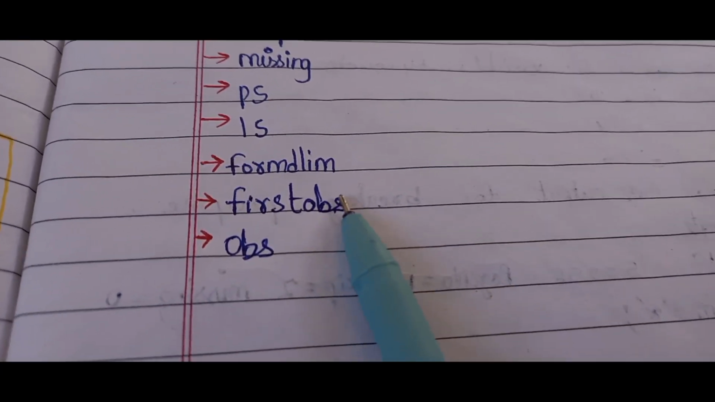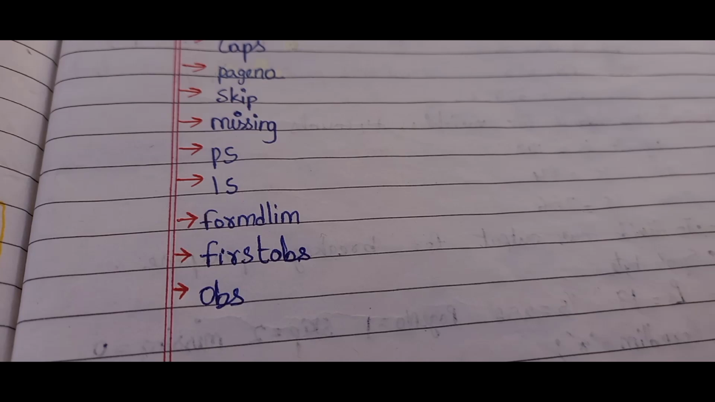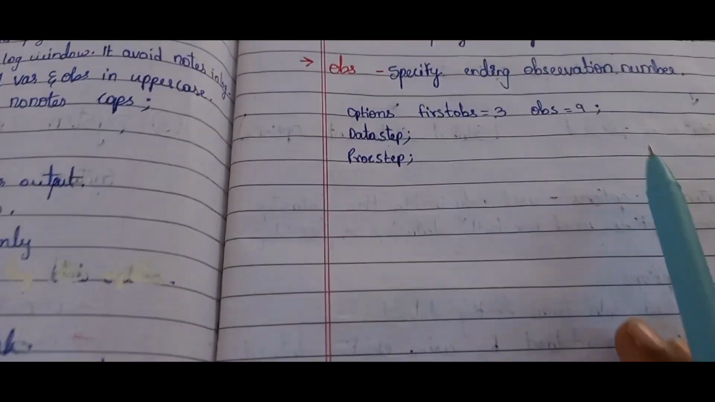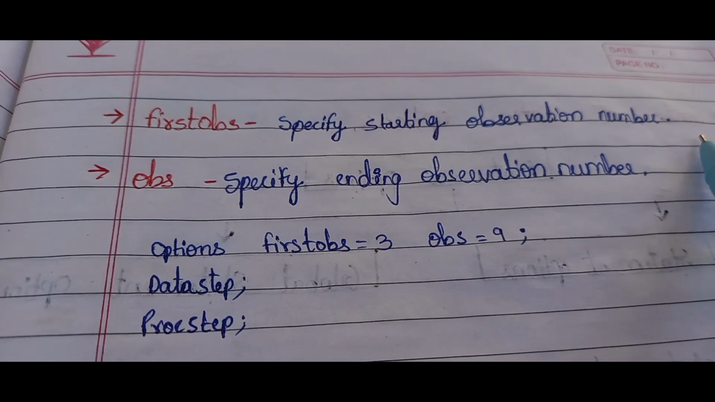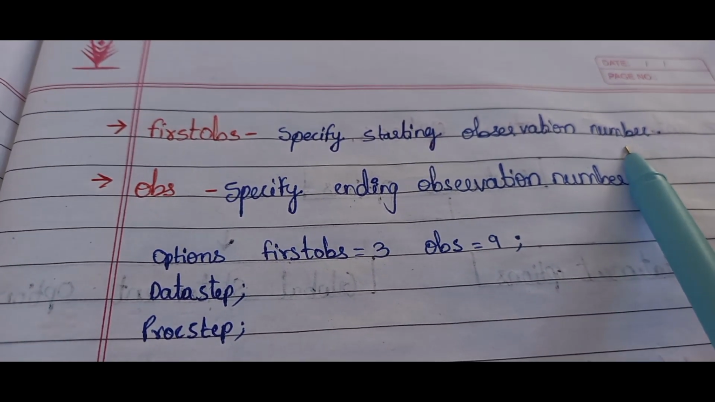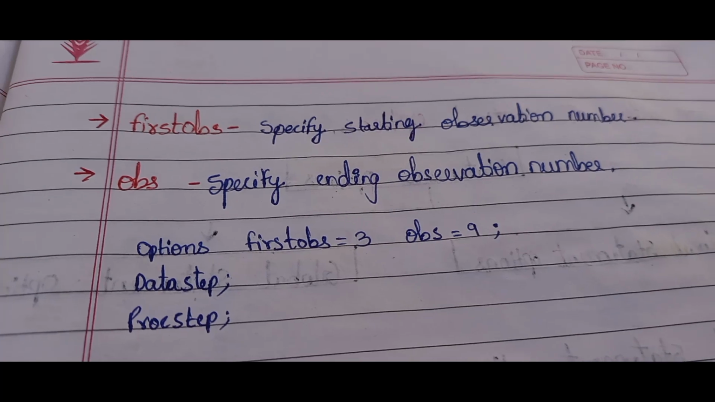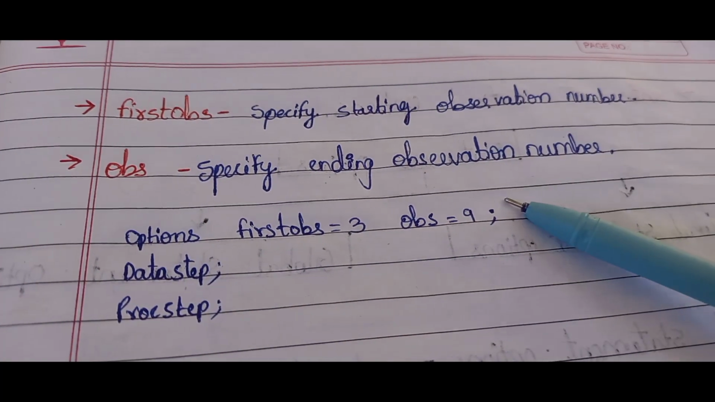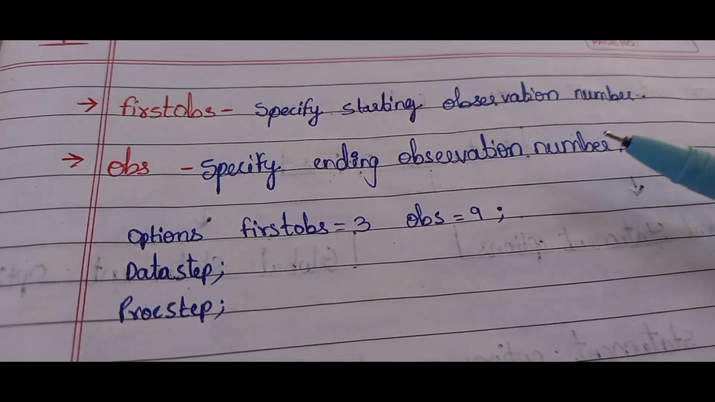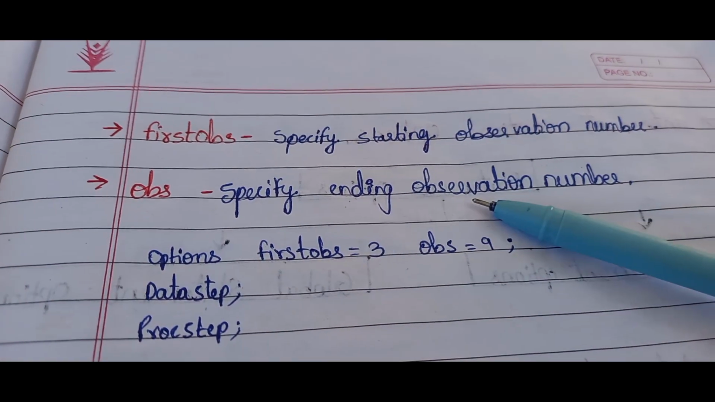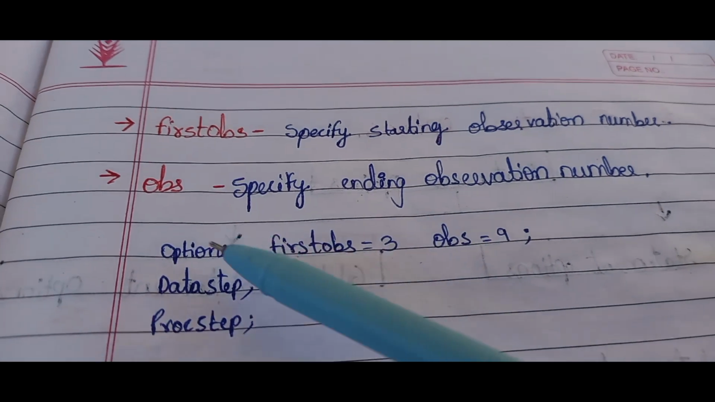Otherwise you can write it in the proc step as well. Okay, is it clear? So we will talk about first OBS and OBS. First OBS specifies the starting observation number, as you already know, right? And OBS specifies the ending observation number. So no difference in that. Before, these were observation control options, and here there is no difference. The meaning is the same.